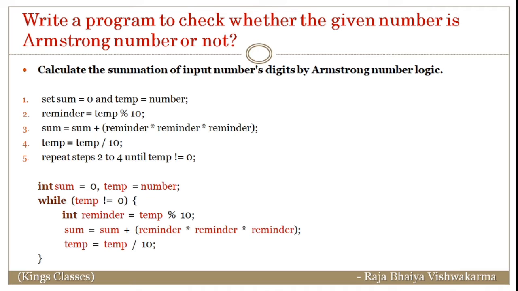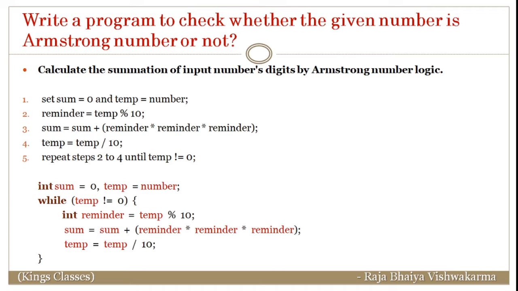Then we will take the remainder of the temp variable by the modulus operator. The syntax will be like remainder equal to temp modulus 10. This will give you the last digit of the input number. Then we will multiply that remainder 3 times and add it to the sum. Initially the sum is 0, so to this we will add the 3 times multiplication of the first digit of the input number, that is the remainder. Next we will remove that digit from the number. For that purpose we will divide the number by 10 and assign it back to the temp variable.